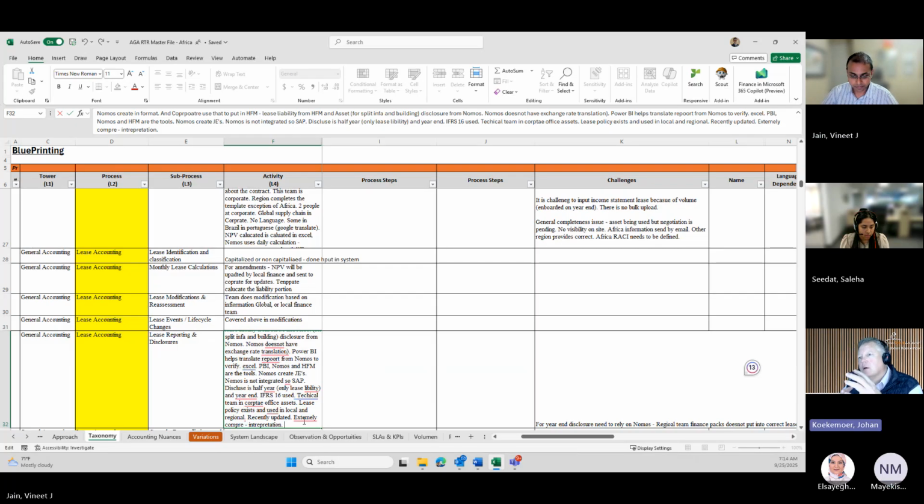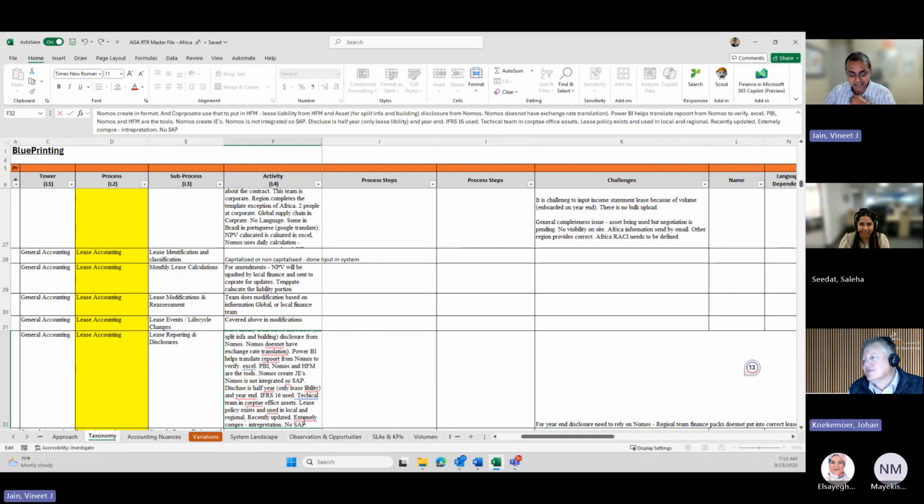Typically an SOP would be a process flow with type here, click there, and it will have screenshots of the screens, those types of things. So it's like an in-depth leases job manual description. We don't have a leases manual, like how to do leases at AGA. How to do leases on SAP in AGA. Yeah, we don't have that.